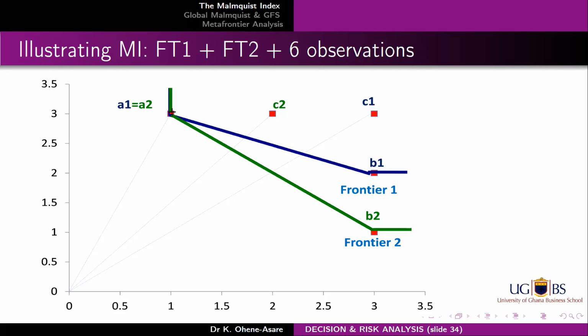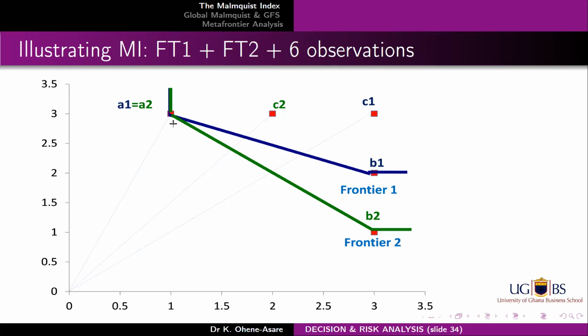Okay. So calculate, you read it on the axis, either the left axis or the right axis. So calculate the efficiency score. These efficiency scores you are calculating, they are called own period efficiency scores. Own period efficiency scores.